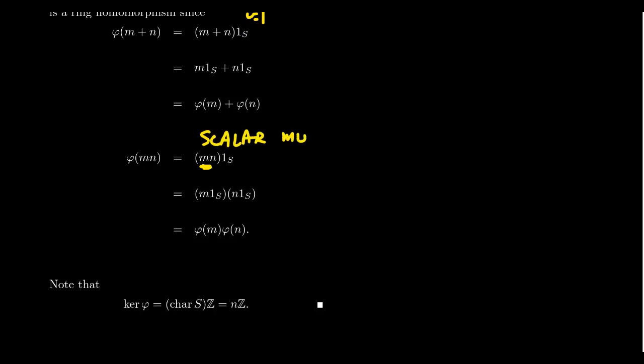Because when we talk about 3 times x in a ring, we don't mean you're timesing 3 by x using the multiplication of the ring. What we mean is you have x plus x plus x. You add it together 3 times. This makes sense for any ring.